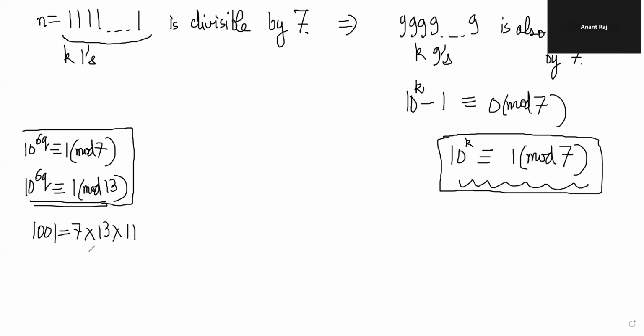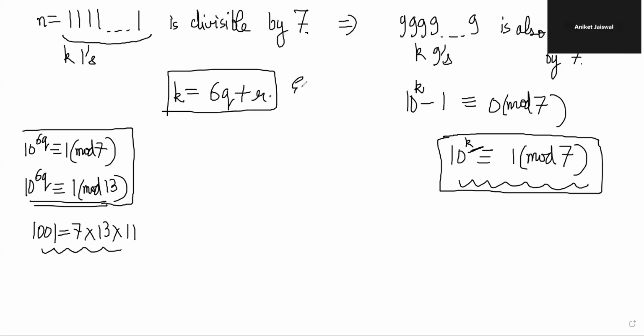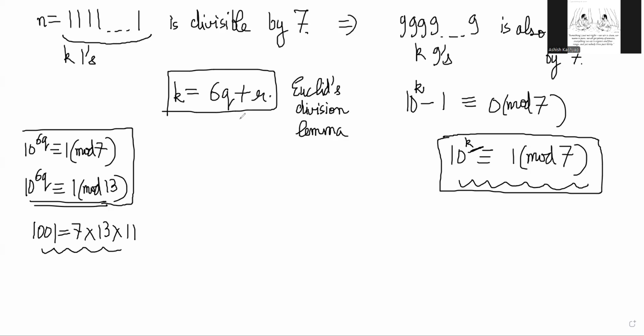But here we can do this: k is a random integer. We can divide k by 6 by the division algorithm. K is any positive integer, so we can always write it as 6q plus r, right? By Euclid's division lemma. We don't know what r is. r could be 0, 1, 2, 3, 4, 5.